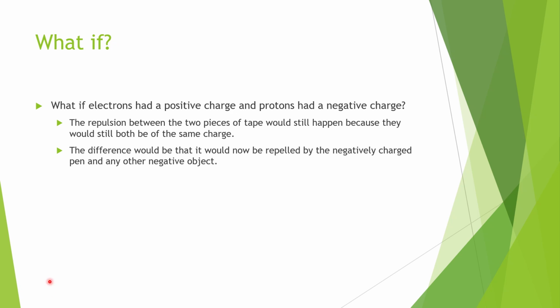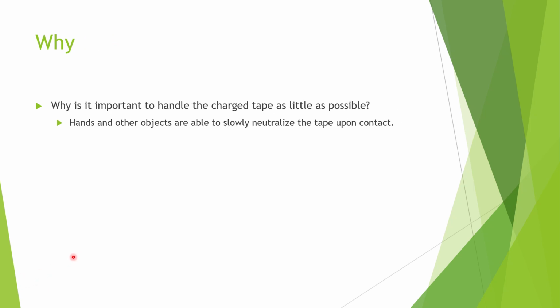Now what if? What if electrons had a positive charge and protons had a negative charge? The repulsion between the two pieces of tape would still happen because they would still both be of the same charge. But the difference would be that it would now be repelled by the negatively charged pin and any other negative object. Why is it important to handle the charged tape as little as possible? Hands and other objects are able to slowly neutralize the tape upon contact.